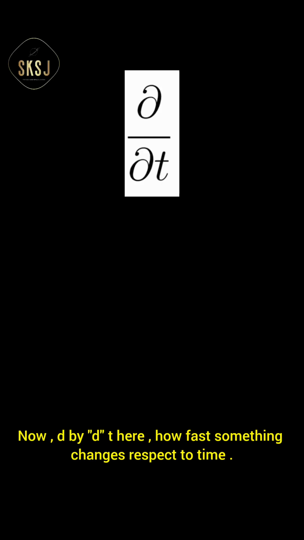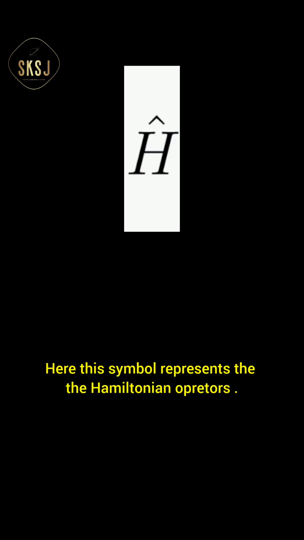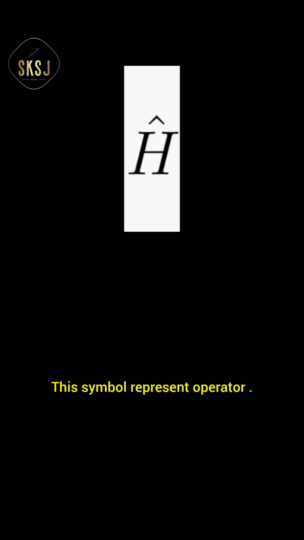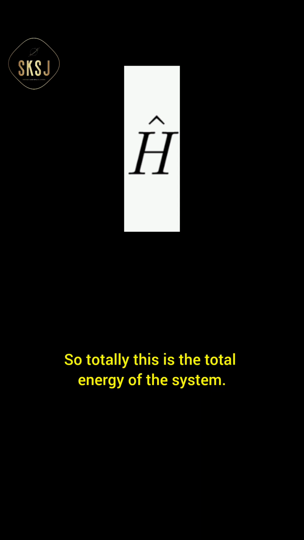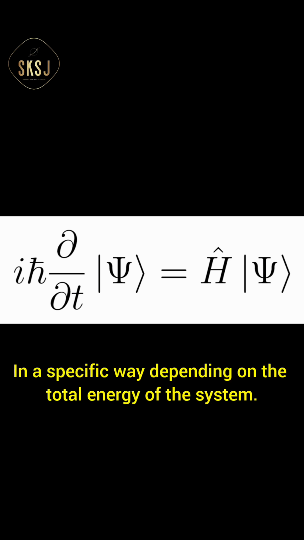Now, d by dt here means how fast something changes with respect to time. So when an object is not traveling at same speed all the time, we use calculus. Here the symbol represents the Hamiltonian operator. This symbol represents the operator. So totally this is the total energy of the system. So, we can say the quantum state is changing with time, in a specific way depending on the total energy of the system.